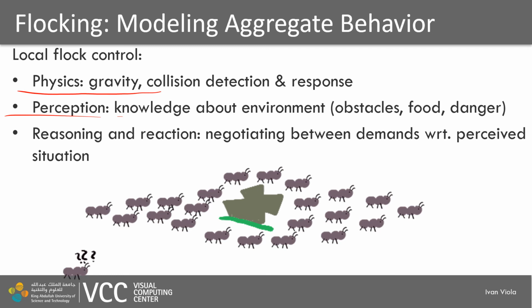And then there is some higher level reasoning, which can be an even higher level of intelligence, which defines a certain behavior of the flock. For example, if there is a certain demand for food, but at the same time there is a high danger of being eaten by a predator, then there is a reasoning stage which defines which of these urges will get a higher priority.